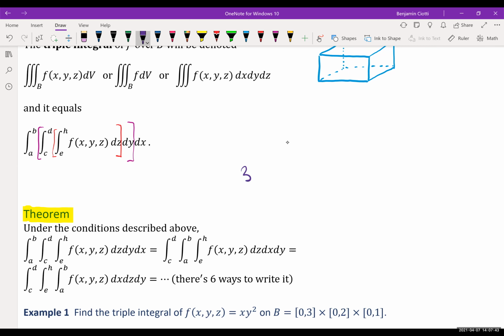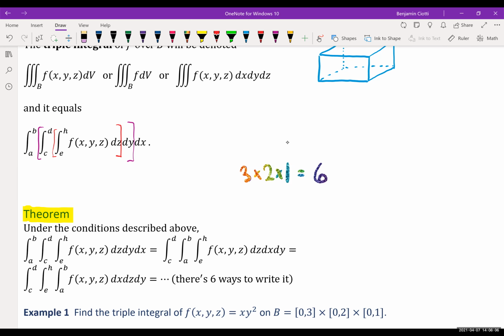So you have three choices for which one you integrate first. And then you have two choices for which one you integrate second. And then you have one choice for which one remains. That means there are 6 total possible orders of integration. So there's actually 6 different ways I could write the formula for the triple integral.